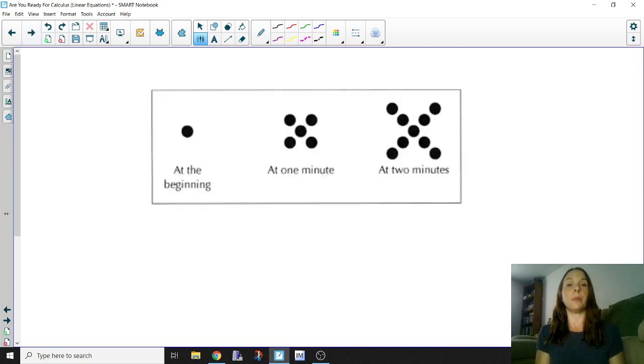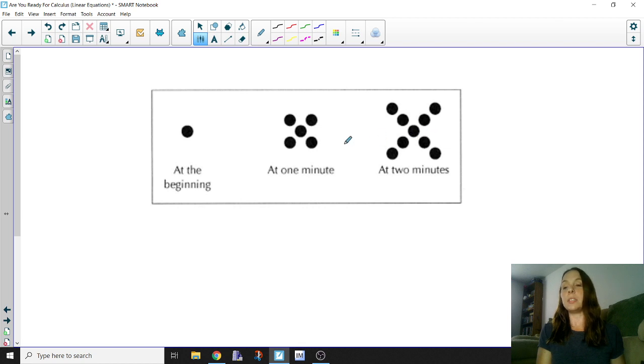All right, before we do an example where we find slope and write a linear equation in point slope form, let's take a look at this little pattern task. It's actually called the growing dots math task, and it's a pretty popular task for algebra teachers who are introducing linear functions. Okay, what you can see here is at the beginning of some sort of observation, there is 1 dot. At 1 minute, there are 5 dots, and at 2 minutes, there are 9 dots.